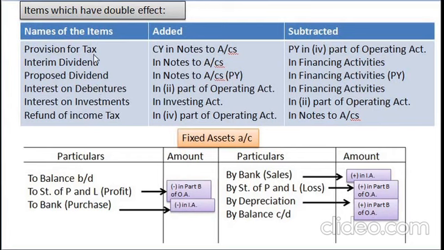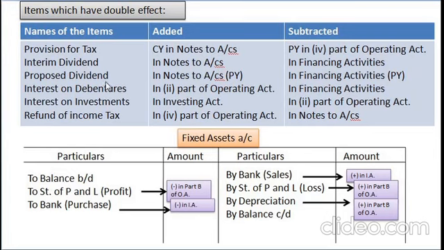Children, please note, if provision for tax is given only inside the balance sheet and no additional information is given related to it, in that case, current year figure will be added in notes to accounts and previous year figure will be subtracted in fourth part of operating activities. The second is interim dividend, which you will always get in additional information. It will be added in notes to accounts and will be subtracted in financing activities.